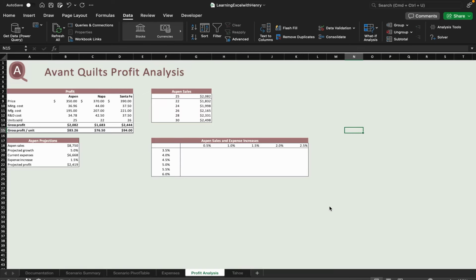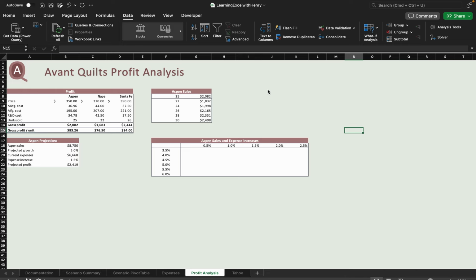In this video, we're going to show you how to create a two variables data table. So let's get to it. A little context: Jessica projects the sales of Aspen Quilt will increase by 5% in the coming year, and associated expenses will rise by 1.5%. She wants to see the result in profit if sales and expenses change at different rates. Determine the change in profit as follows.